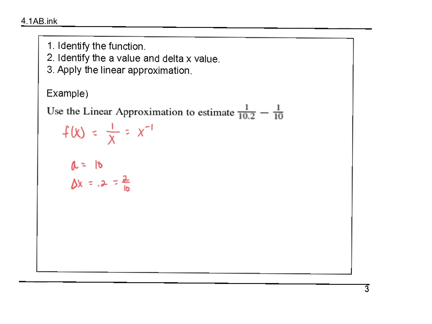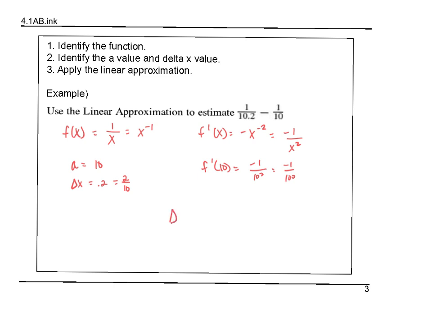So I need to know the derivative of the function, and that would be negative x to the negative second, or negative 1 over x squared. I need to specifically know this at 10, so negative 1 over 10 squared, or negative 1 over 100.